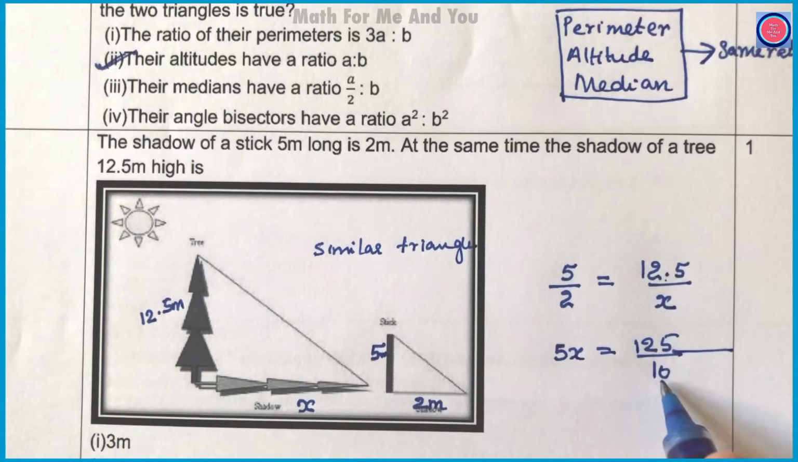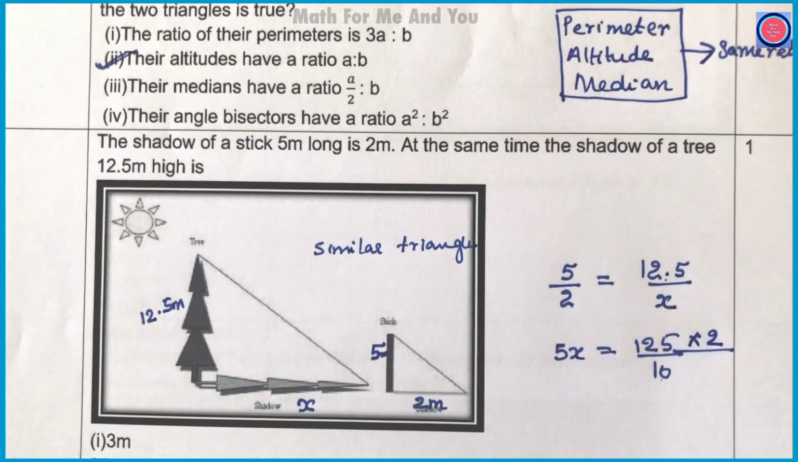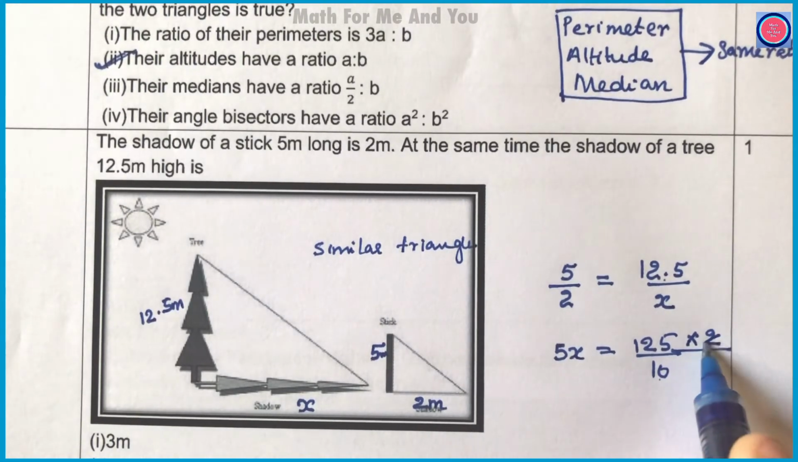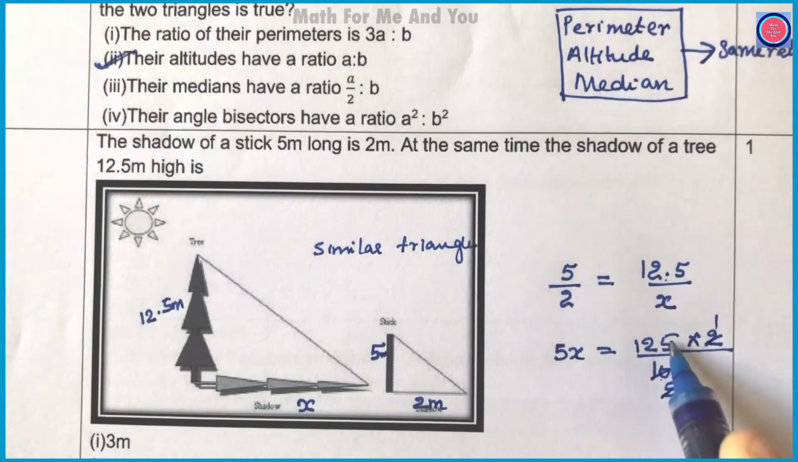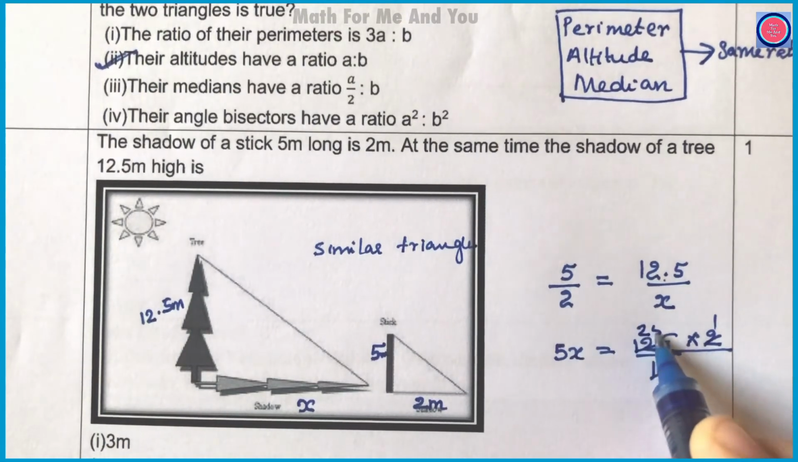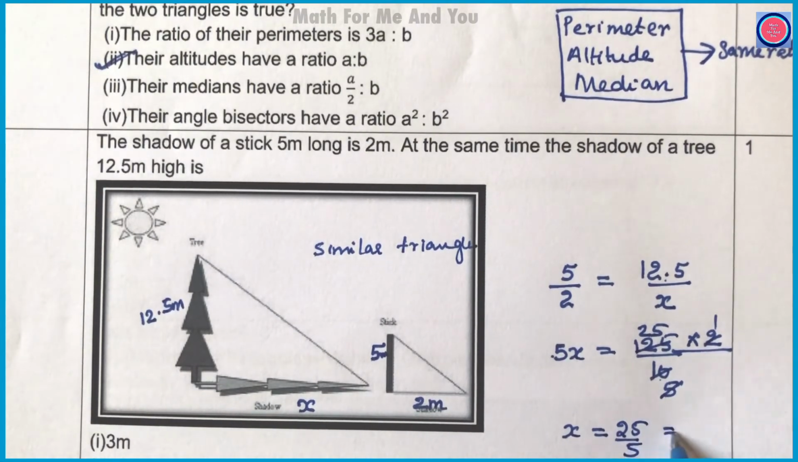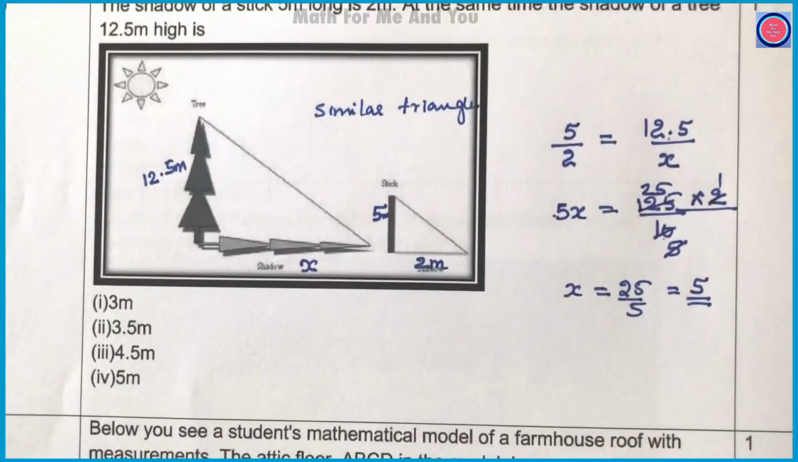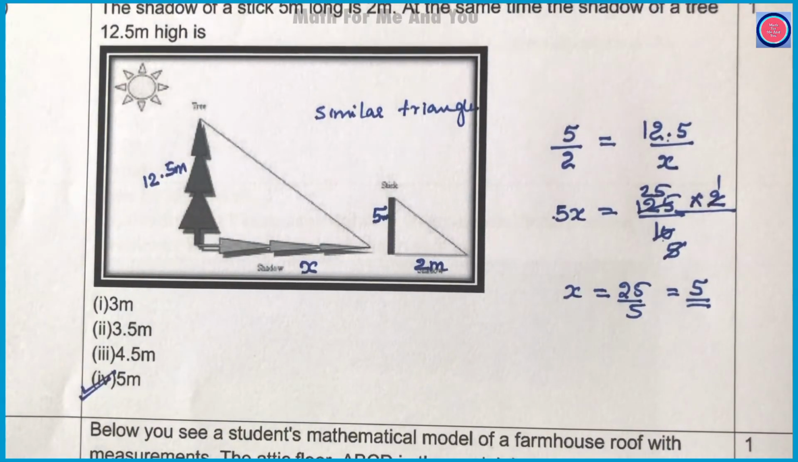Then we cross multiply with the 2. If we change the point and write divide by 10, then the calculation will be easier. 5, we will do division later. 2 cancels with the 10, so we get the denominator 5. 5 and 125 again we can cancel, and we get 25 in the numerator. 5x equals 25. What is x? x equals 25 over 5, which is 5. So the length of the shadow is 5, which is the last option. So option 4 is the correct option.